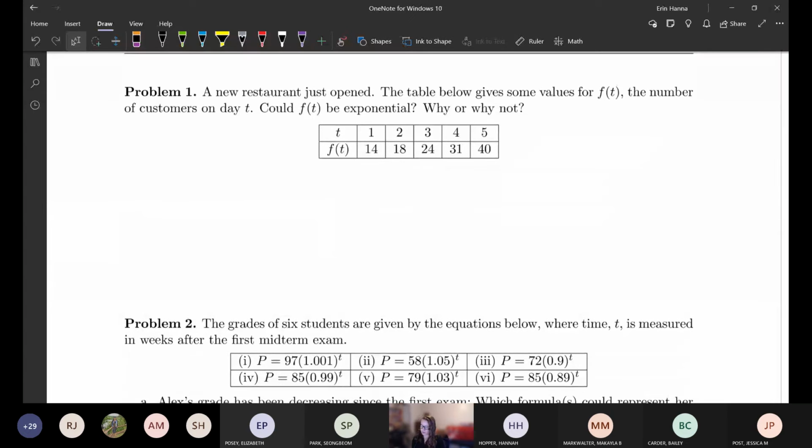So say we have this first problem: a new restaurant just opened, the table below gives some values for the number of customers on a day. Could this data be exponential? Why or why not? And so let me kind of write some notice stuff over here.